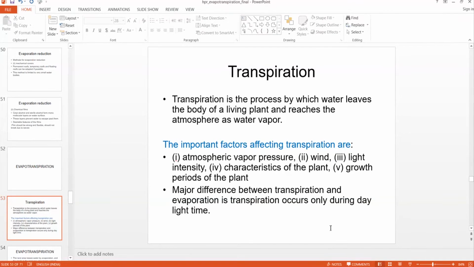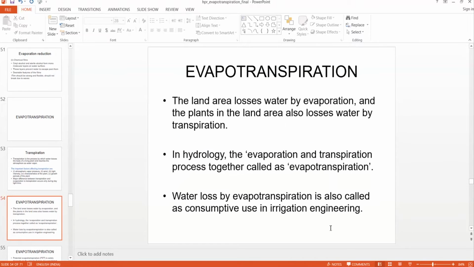And there's another important distinction between evaporation and transpiration. Evaporation can happen during daytime and nighttime, whereas transpiration occurs only during daytime, because for transpiration sunlight is required. So in engineering, this water loss by evapotranspiration is also called consumptive use.